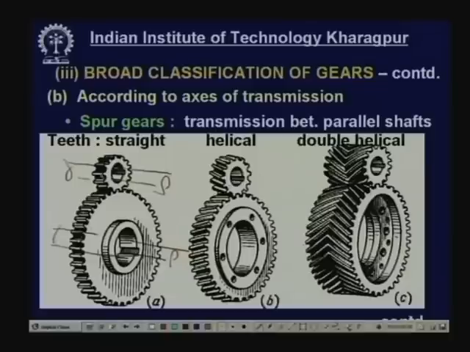But this is a straight tooth. Here you can see all the teeth of the gear are straight, parallel to the axis of the shaft or axis of the gear. This is helical.